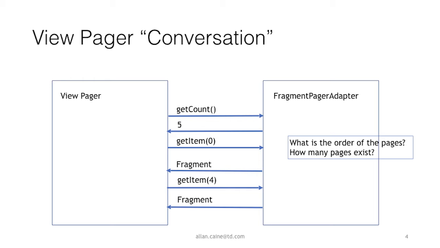The order in which the conversation is occurring, and when the calls are occurring, is unimportant. The issue is that a pager adapter has to answer 2 questions. It has to answer what is the order of the pages, which is implied by the indices, and how many pages exist. If it can answer both of those questions, then it qualifies as a pager adapter, which the view pager can use.